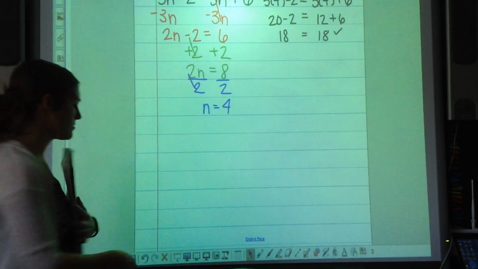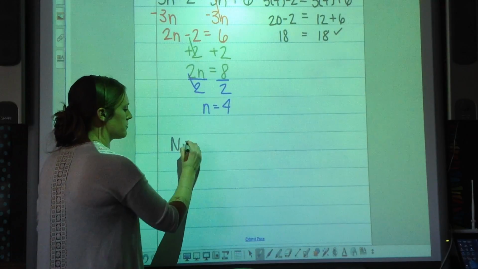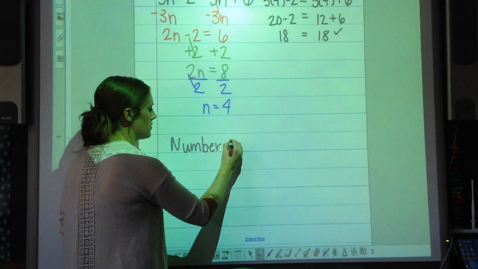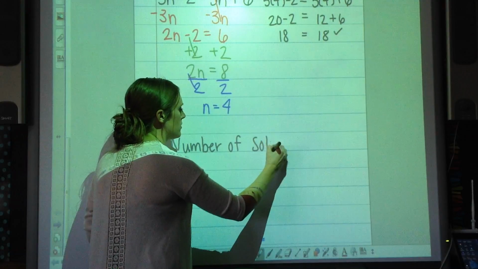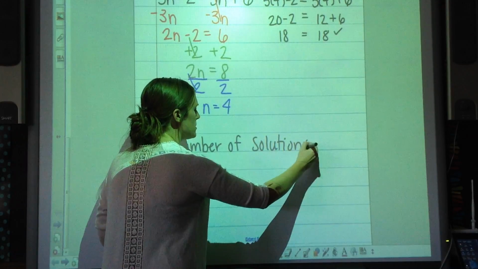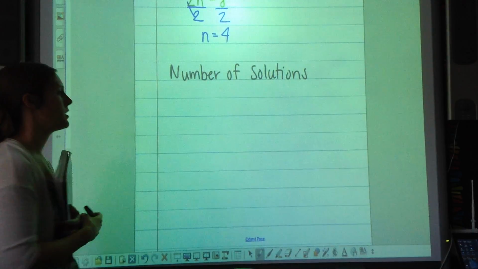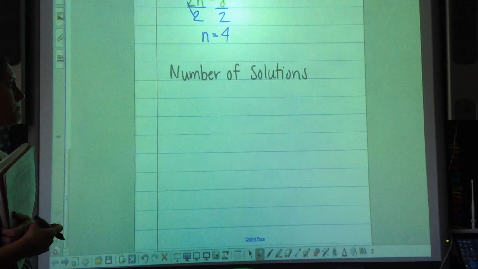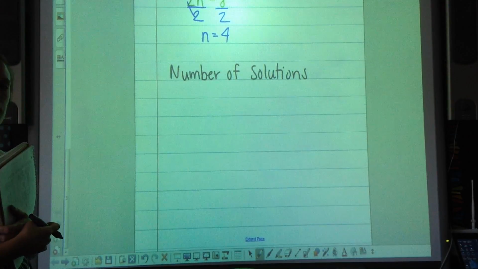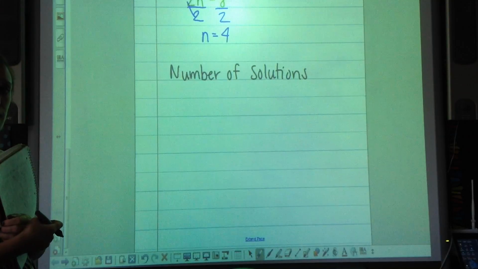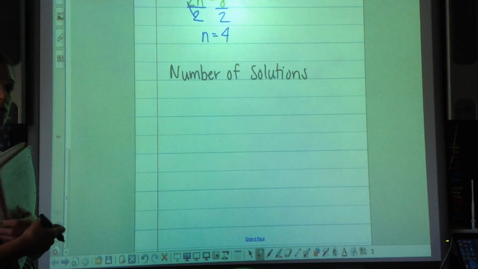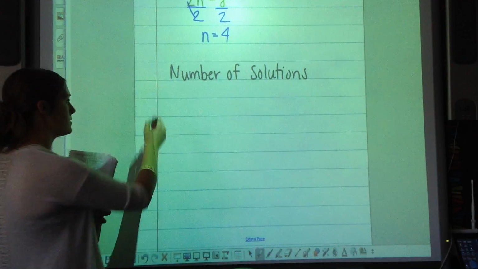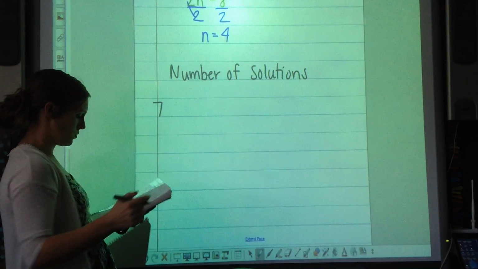So let me show you something. And I'm pretty sure this is new. I know you learned this in 8th grade, but I think this is new to 7th grade. Sometimes instead of getting one solution, which we have in the past, you are going to get no solutions or many solutions. That's what's going to happen in this first one.